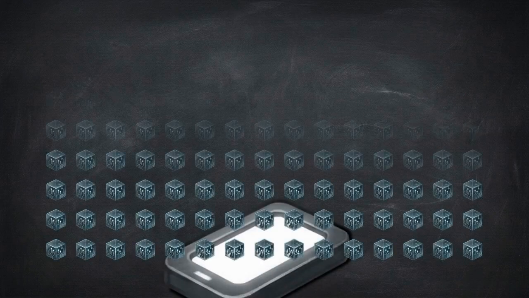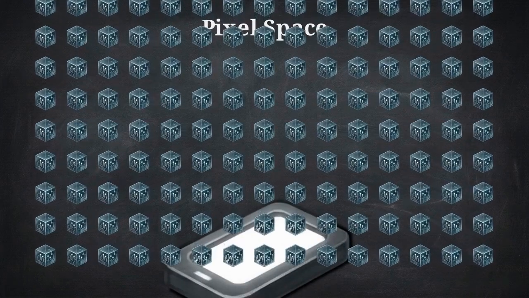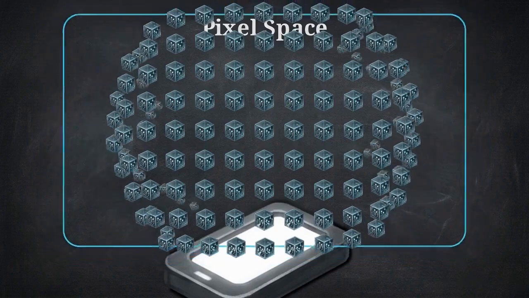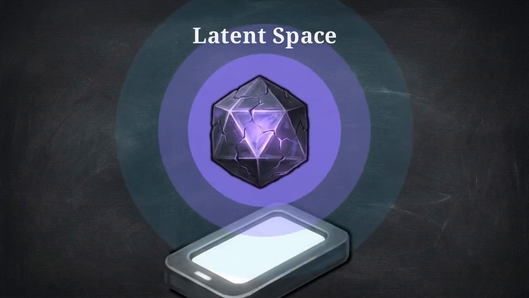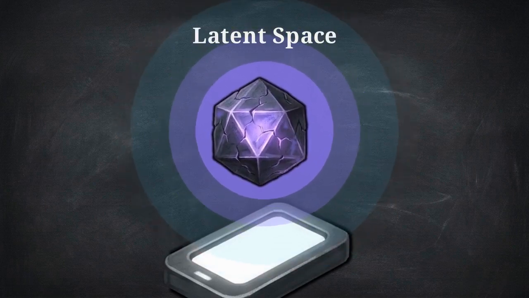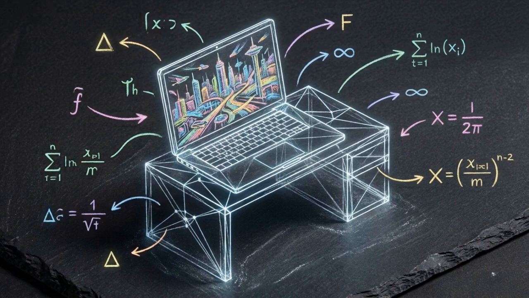Reversing noise on millions of high-resolution pixels is computationally expensive. To speed this up, an autoencoder compresses the image into a latent space, a smaller, mathematically dense representation. This breakthrough, called latent diffusion, allows these massive reverse physics calculations to happen fast enough to run on consumer hardware.